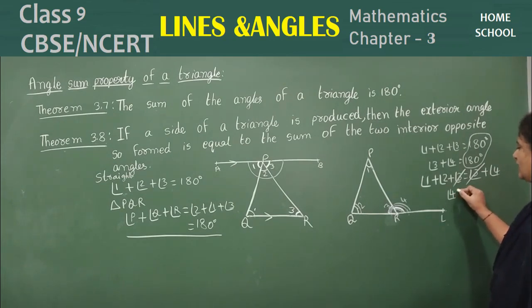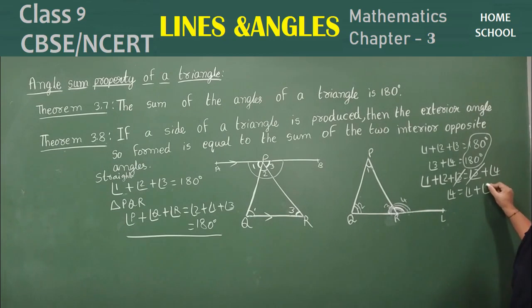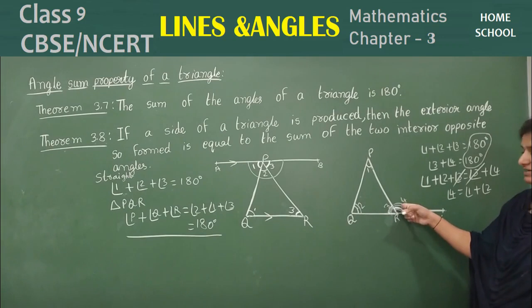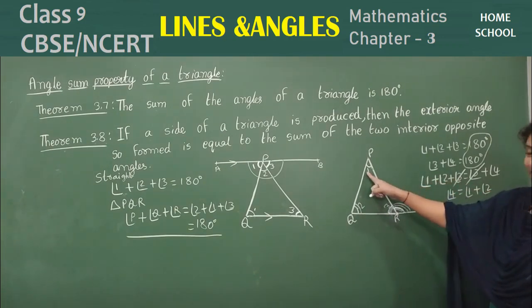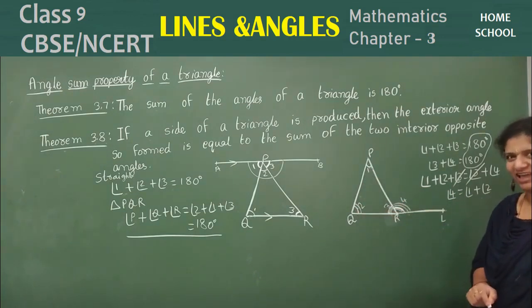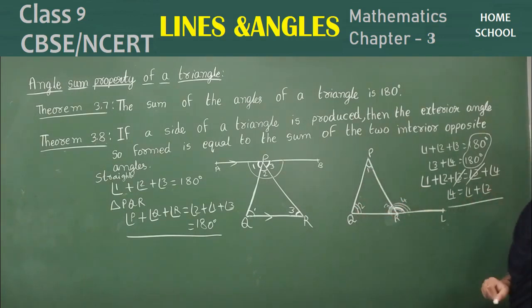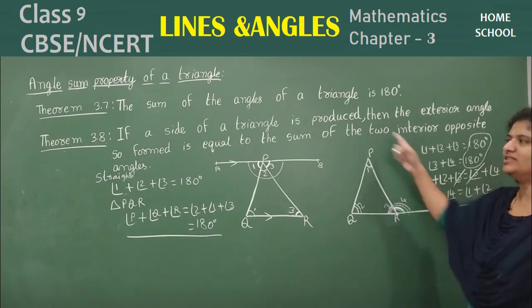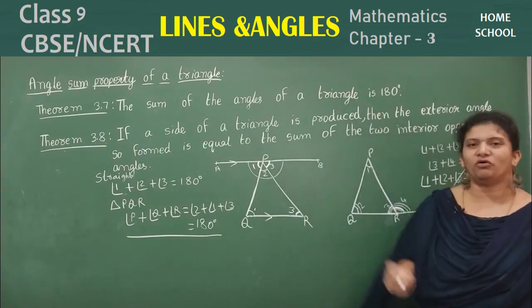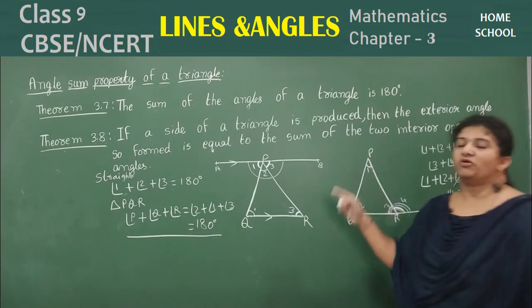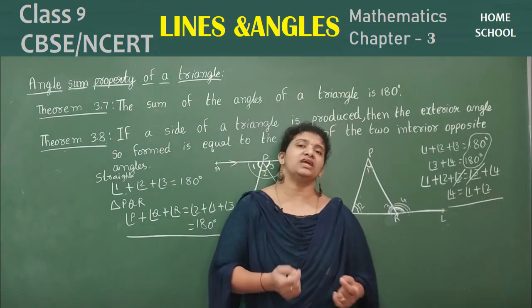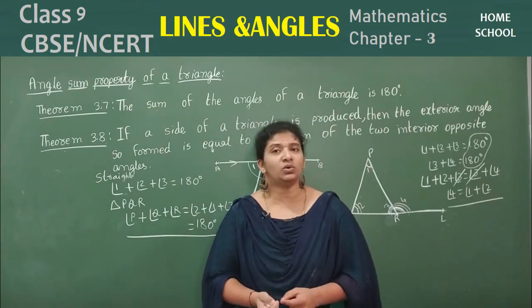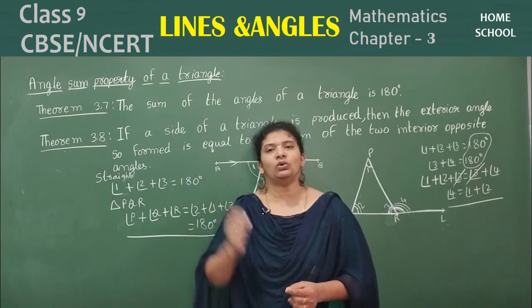So finally what can I write? Angle 4 is equal to angle 1 plus angle 2. Where is angle 4? Exterior angle. Exterior angle is equal to the sum of the interior opposite angles. Yes, hence it is proved. This is the proof for this statement, and this statement, that is the proof. So you can say, the sum of the interior angles of a triangle is 180 and the exterior angle of a triangle is equal to the sum of the opposite two angles.